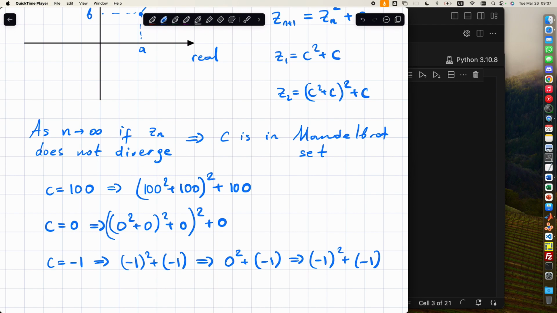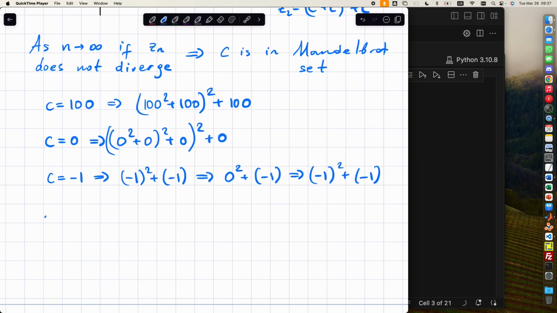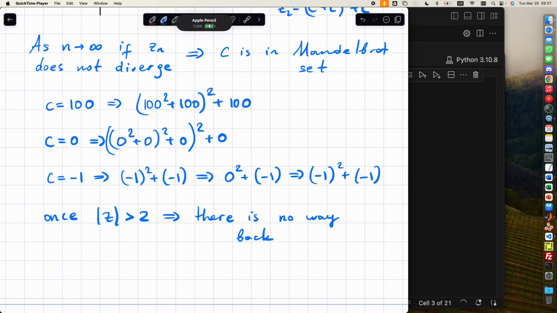So actually, we can show that once z absolute value is greater than 2, there is no way back. I mean, it will diverge. I mean, you can show this. Okay? How I can show this? I have a picture here, but I don't want to lose time with that. Okay? Let's jump into the code.